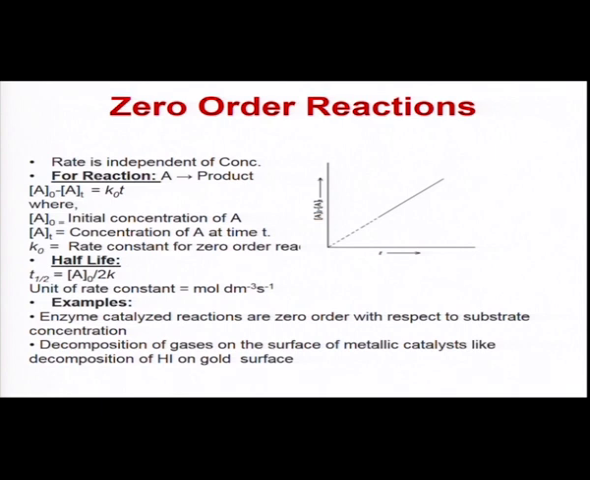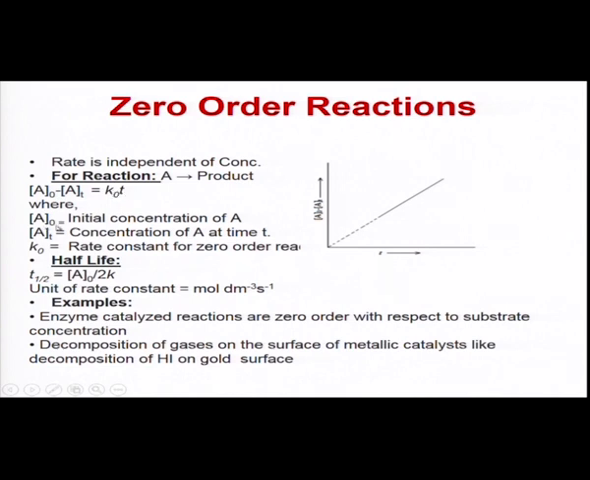Also, it is possible that some reactions may follow zero order kinetics. Here in zero order kinetics, the rate is independent of the concentration of the reactants. For example, A gives product, and the rate is independent of the initial concentration of the reactant A. Such reactions are known as zero order reactions, where the difference between the initial concentration and the concentration at time t is equal to the zero order rate constant multiplied by time.